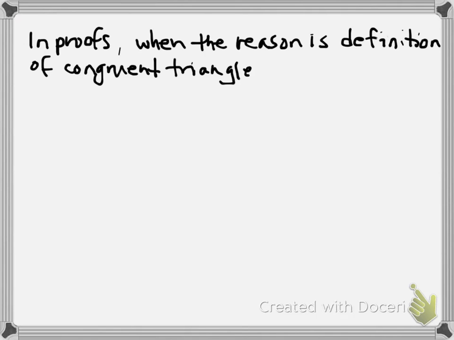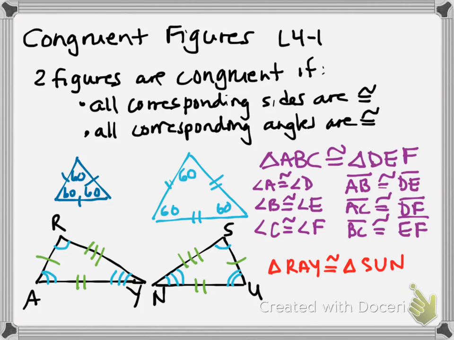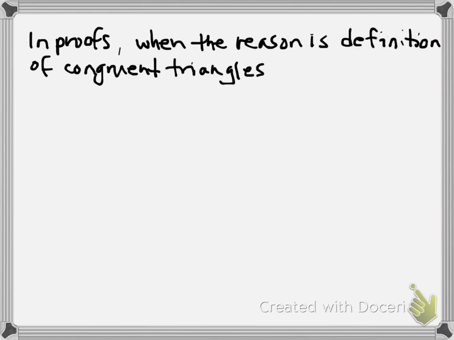So I'm going to kind of switch back on the screen for just a moment. Go back to where we said 2 figures are congruent if all the corresponding sides are congruent and all corresponding angles are congruent. If I'm talking about triangles in particular, which, by the way, is what this whole chapter is about, and it meets the condition that all the corresponding sides and all the corresponding angles are congruent, that's the definition of congruent triangles. So if that's what we have, we're going to use this.